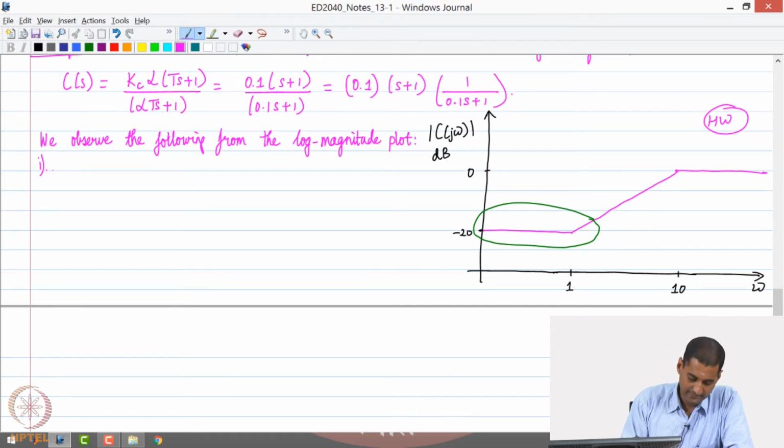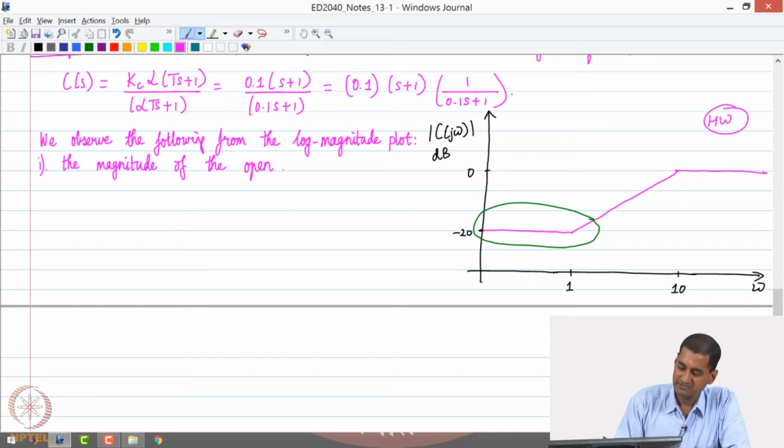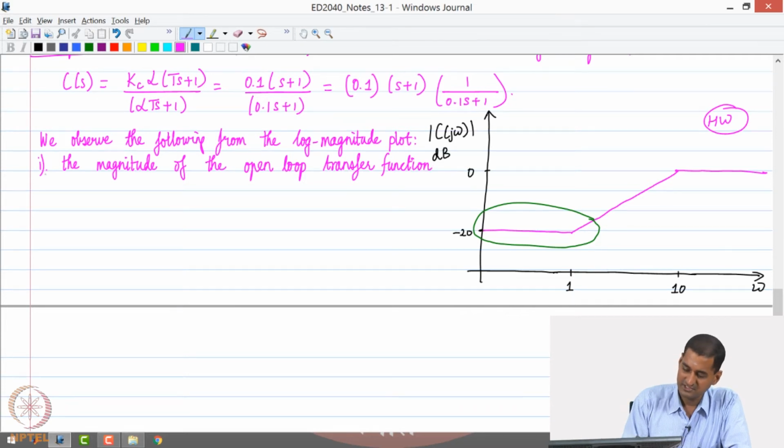Consequently, the magnitude of the open loop transfer function is decreased at low frequencies. Please note that the open loop transfer function is C of s times P of s, because we have unity feedback. In general the open loop transfer function is going to be G of s times H of s. Here H of s is 1 and G of s is C of s times P of s. So the open loop transfer function at low frequencies is decreased. That is something which happens.